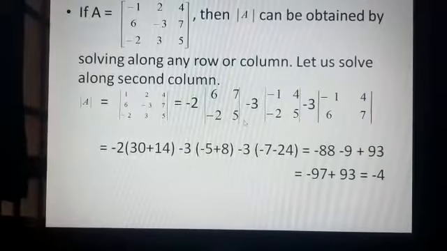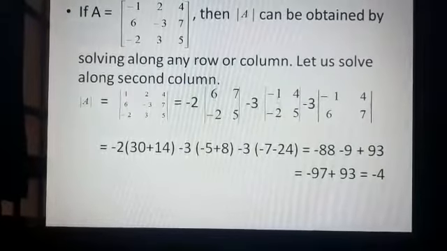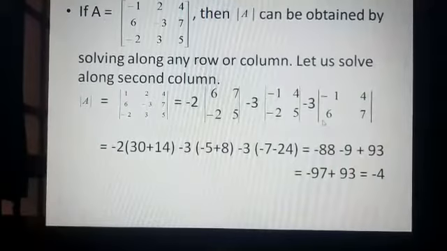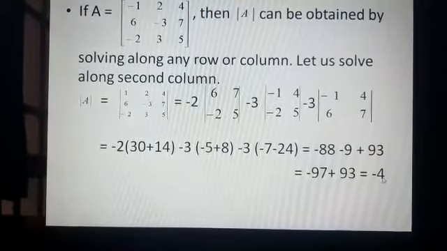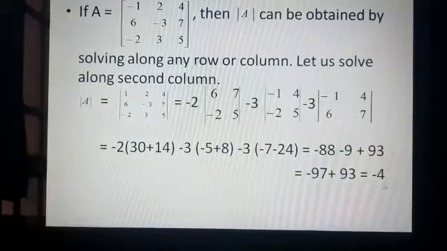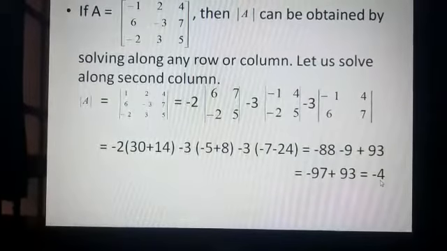Minus 2 into 30 minus 14, minus 3 into minus 5 plus 8, then minus 3 into minus 7 minus 24. When we solve it again, we'll get the same value, minus 4. Earlier also we got the same value, minus 4. So this is how we solve the determinants.